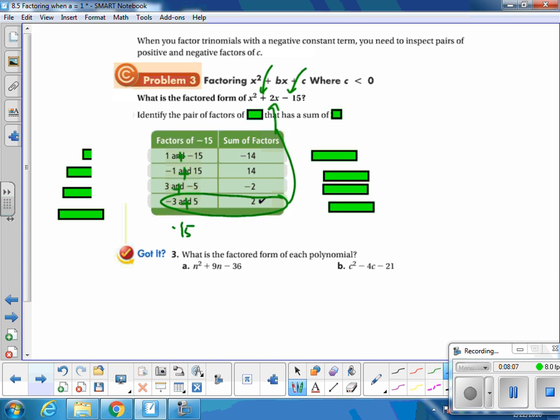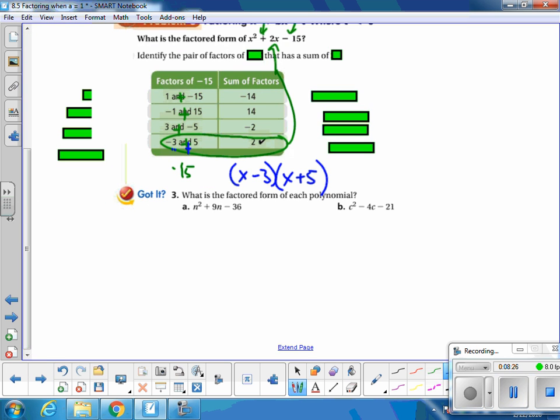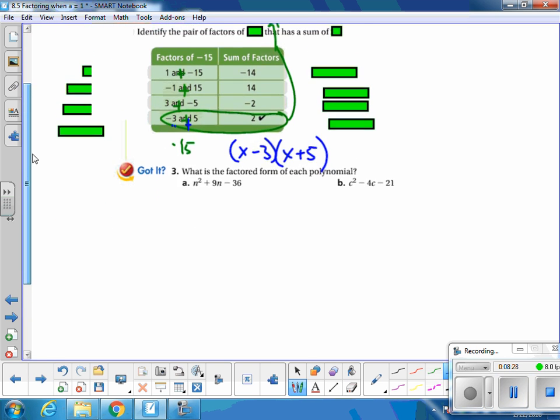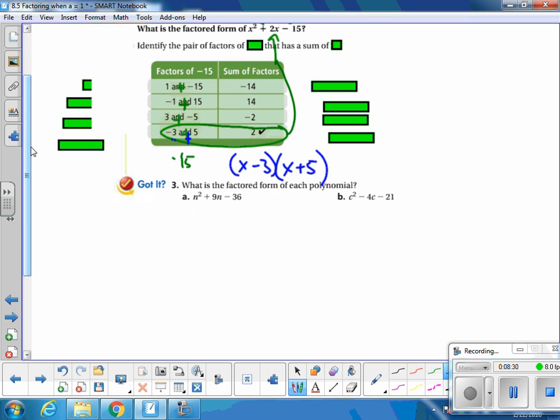This gets us to negative 3 times 5, which gets me to my negative 15 that I'm looking for. Negative 3 plus 5 gets me to my 2. So I know that I'm working with x minus 3 times x plus 5. All right, why don't you give it a try using these two here. Press pause.